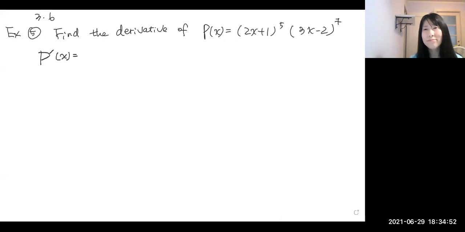Do we have to do the chain rule and the product rule? Product rule first, right? The chain rule is always last. So product rule, very good. So this will be f, this is g. So we do f prime g plus f g prime, right? Okay. All right. So f prime. How do we do it?